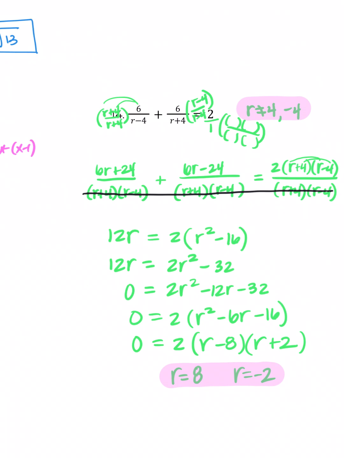So if we plug an 8 back in, we get 6/4 plus a half. That looks good. That works. If I plug a negative 2 in, I'm going to get negative 1 plus 3, which is 2. So it looks like they both work.